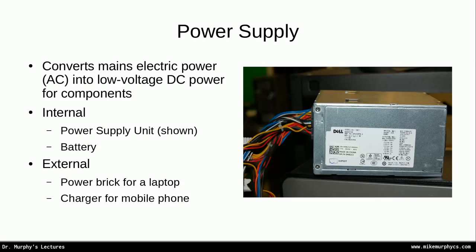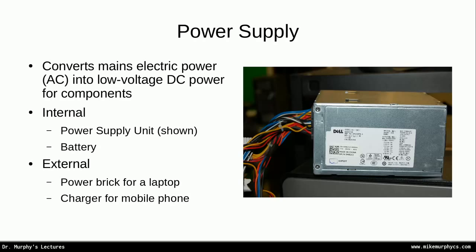Historically and generally, the power supply converts mains electric power, which would be AC voltage, such as the kind that you get from a wall outlet, into low voltage DC power. Now AC stands for alternating current. That means that the direction in which current flows shifts back and forth 50 to 60 times per second, depending on where you're located in the world. And DC means direct current. It means that the current flows in one direction. All internal computer components operate on DC power, but our electrical power grid operates on AC power.